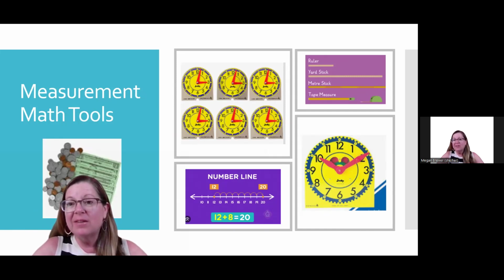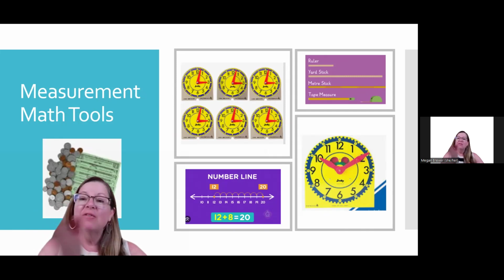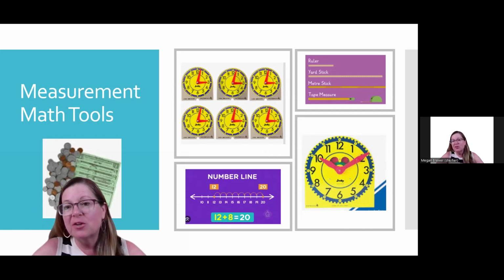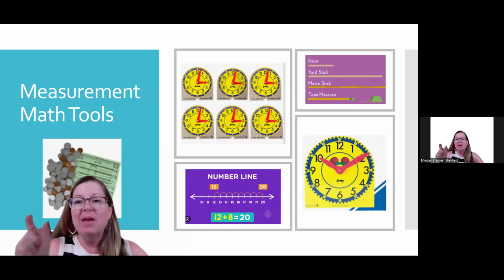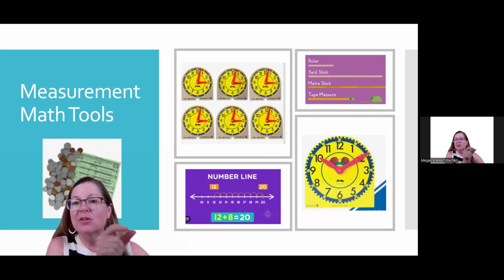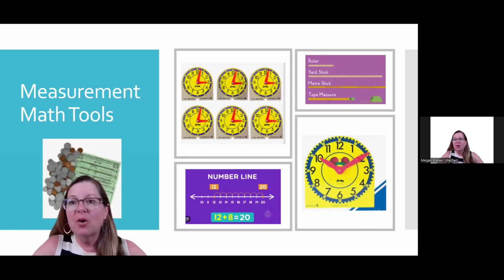So in second grade, this is the first time students are using standard measurement. In first grade, they were using non-standard measurement. So they might be measuring the width of their desk. Maybe they were using little plastic teddy bears. They were using the same item. Maybe they were using a crayon, but it was a non-standard item.